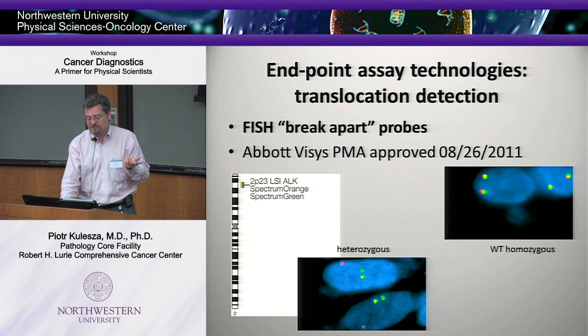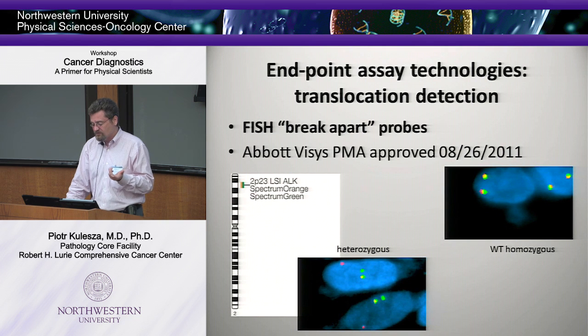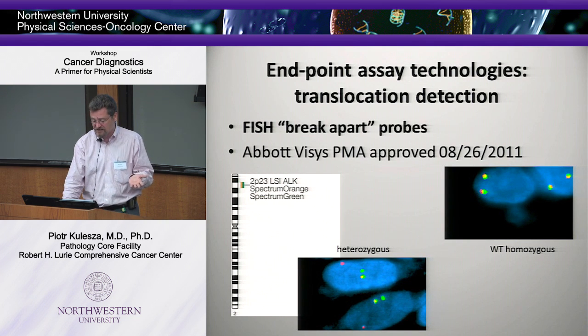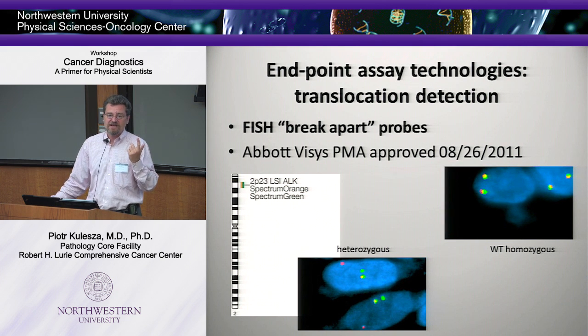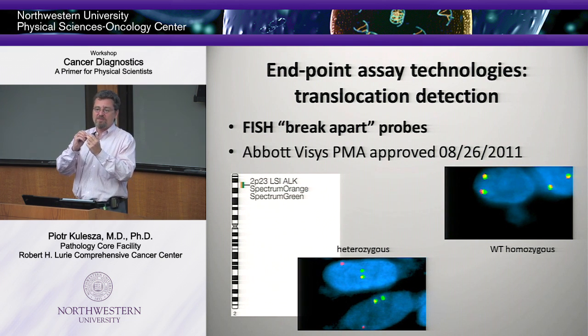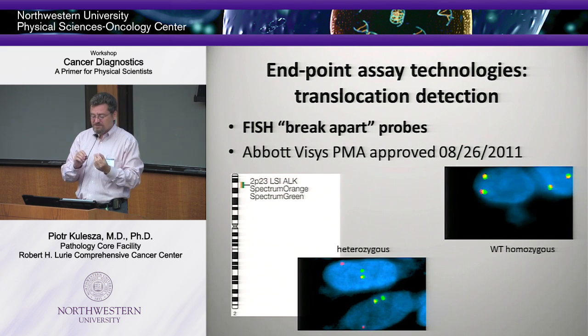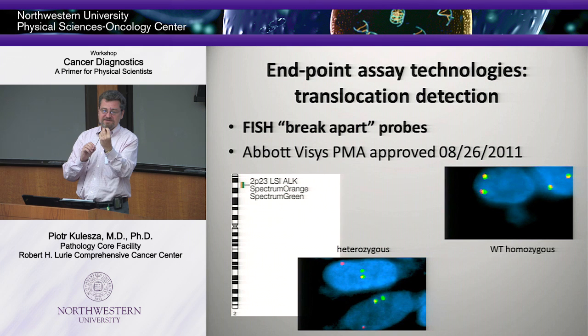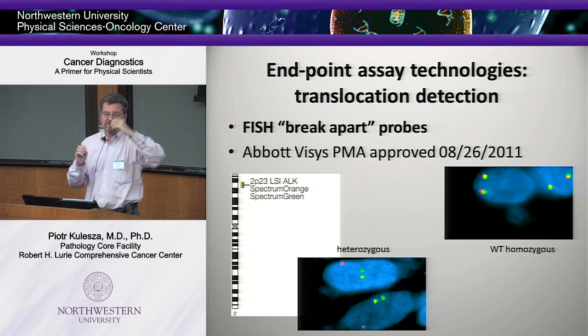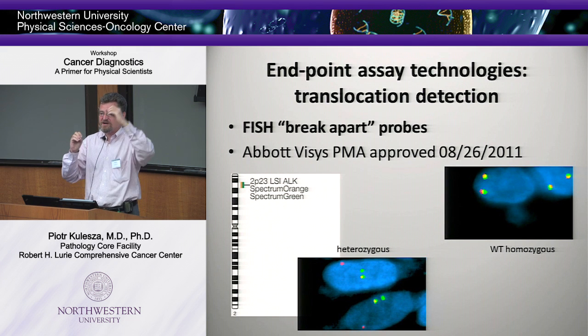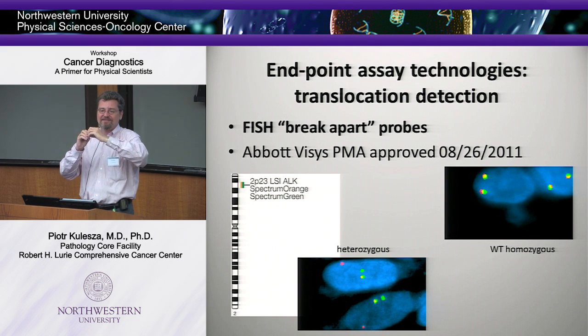This is just a demonstration of the FISH break-apart probe for ALK-EML. This is an Abbott assay that's a companion diagnostic for crizotinib. And here the issue is, if you see red and yellow, that means that the chromosome broke apart and traveled. If you see the dots close together, and then you see the dots spreading apart, that means that a rearrangement had occurred.